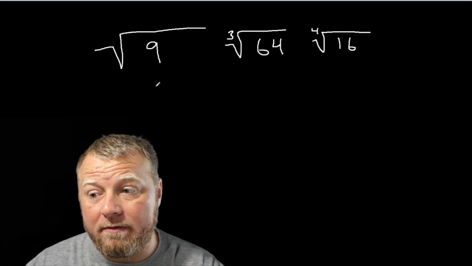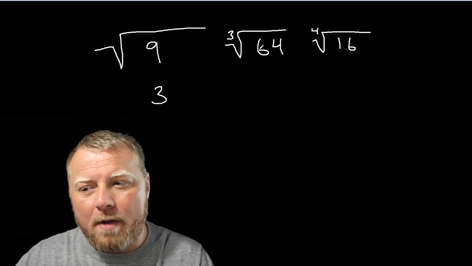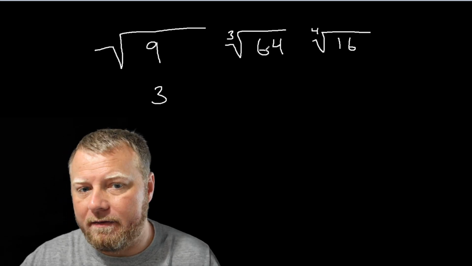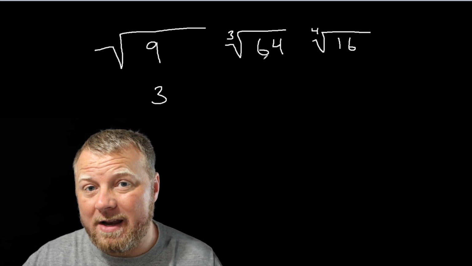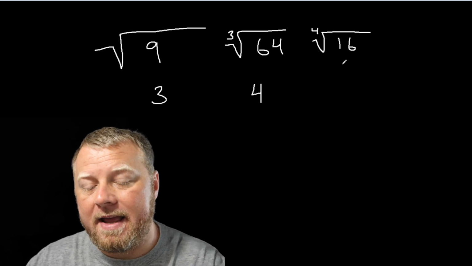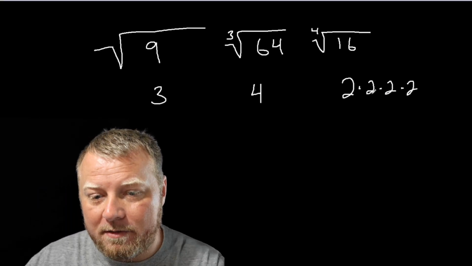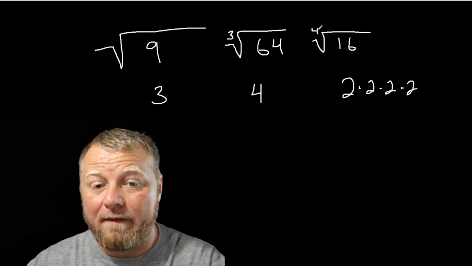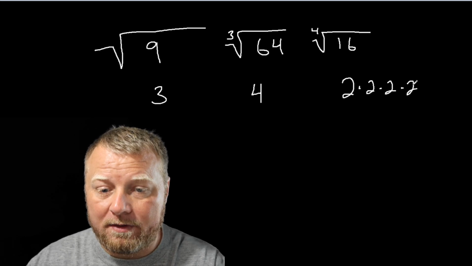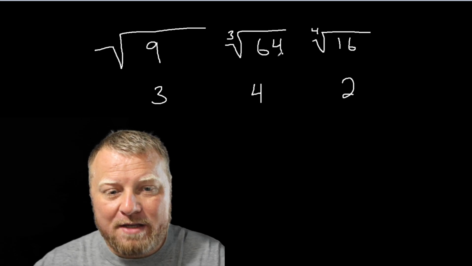So the square root of 9, I think everybody knows, is 3. The cube root of 64, what does that mean? It means what multiplied by itself 3 times would equal 64, right? So 4 times 4 times 4 is equal to 64. So that would be a 4 here. And the fourth root of 16, I think, would be a 2. 2 times 2 times 2 times 2. See, there's 4 of them. 2 times 2 is 4, times 2 is 8, times 2 is 16. So the fourth root of 16 is equal to just plain 2. But I wanted to write that out to double check, right? So this is what we're getting here.